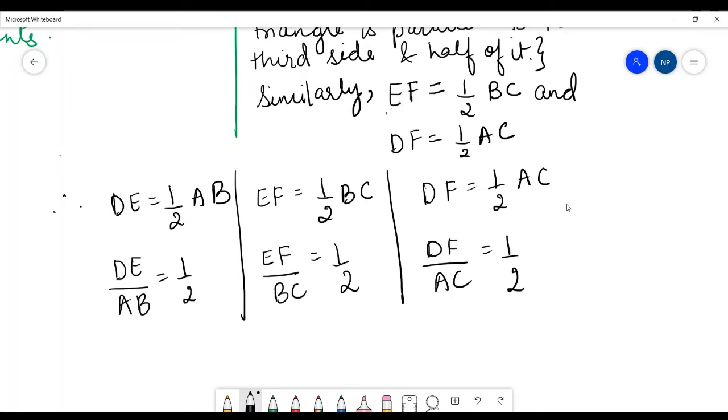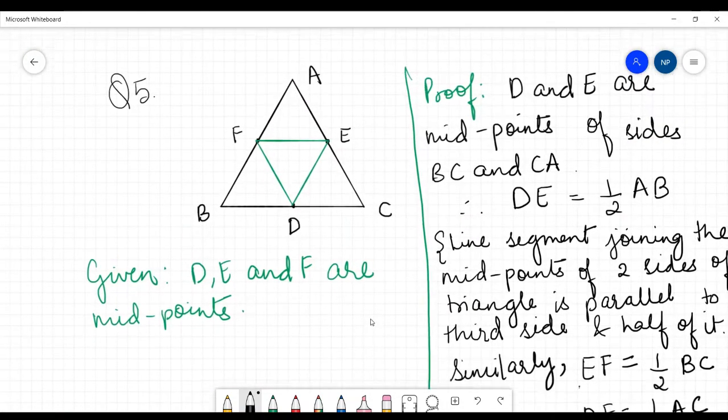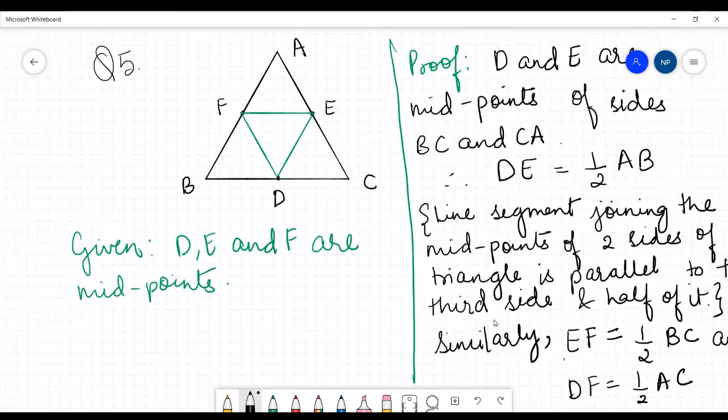Now with this in your mind, let us see the diagram. Let this be clear in the diagram format. Now what have we derived? That DE upon AB is 1 by 2. EF upon BC is equal to 1 by 2. And DF upon AC is also equal to 1 by 2. Is that clear? That means all the sides are in proportion.